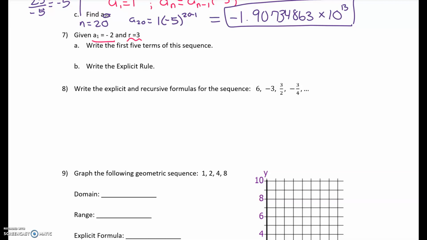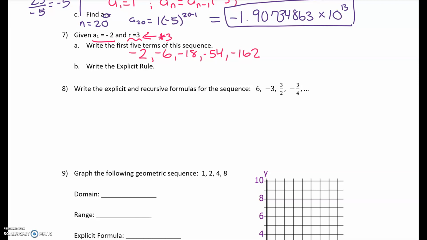Well, do we know what the first term is? It's -2. And then I know to get to the next term, we are going to multiply by 3 every time. So -2 times 3 is -6. -6 times 3 is -18. -18 times 3 is -54. And times another 3 is -162.